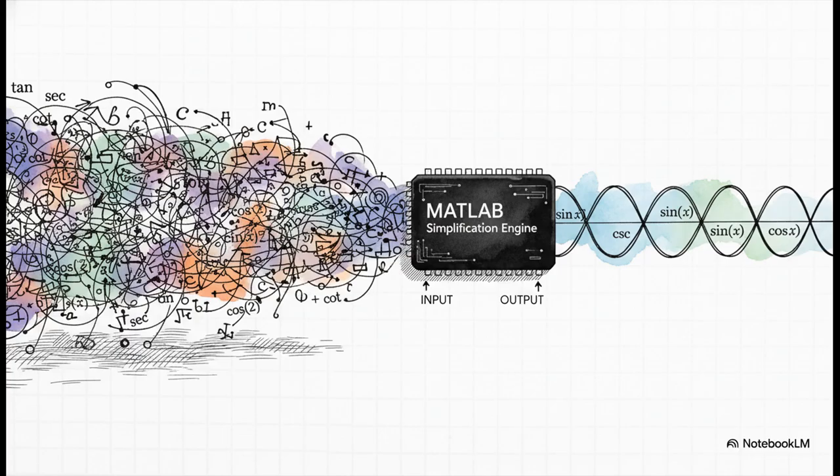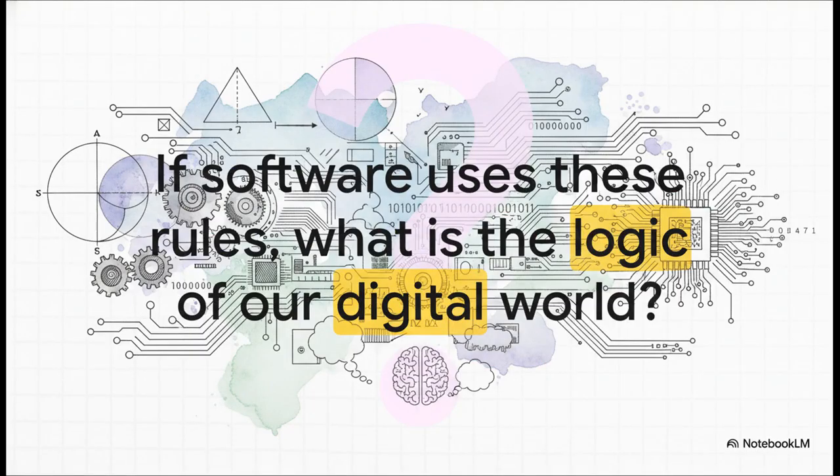And how does it do that? It uses algorithms built on the exact same rules we just used. It often translates everything into its own version of sine and cosine to find the simplest, most efficient way to solve the problem. And that kind of leaves us with a pretty cool final thought.